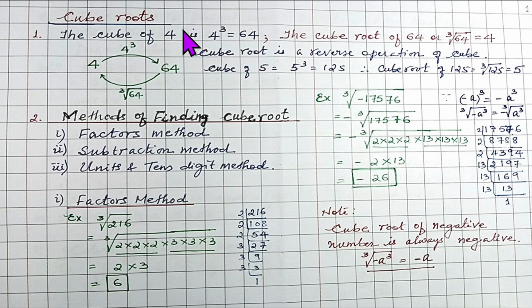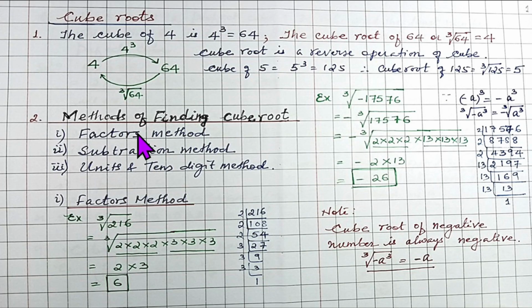Now to get 4 back from 64, I have to find out the cube root of 64. Then I will get 4. Same way, if I want to get 5 back from 125, I have to find out the cube root of 125. So when I take the cube of 4, I get 64. When I take the cube root of 64, I get back 4. So that means cube root is a reverse operation of finding the cube of a number. So please remember that.